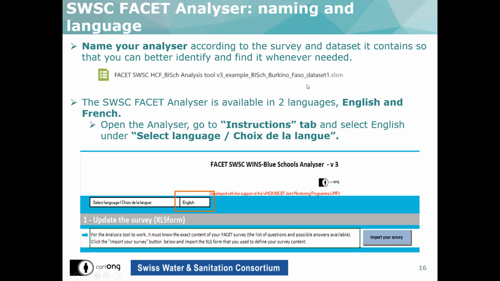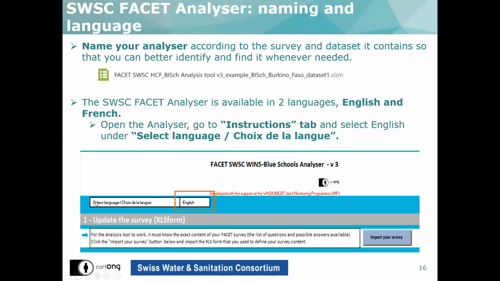For instance, this was for Burkina Faso dataset 1. We had only one dataset for Burkina Faso. So rename it so that you can easily find it whenever you need to find it afterwards in the future. Then another thing, once you open your analyzer, you will see in the instructions tab, which is the first tab. You see there are different tabs there, but this is one of the first tabs you'll come across. It's the instructions tab telling you how to import your survey, how to import your data, and so on and so on.